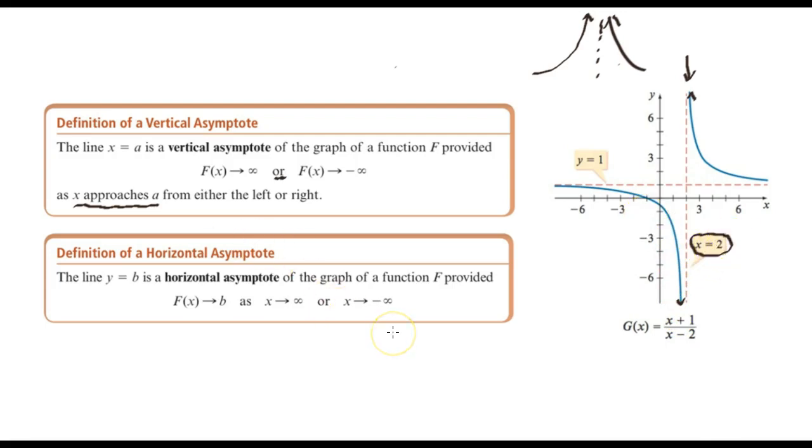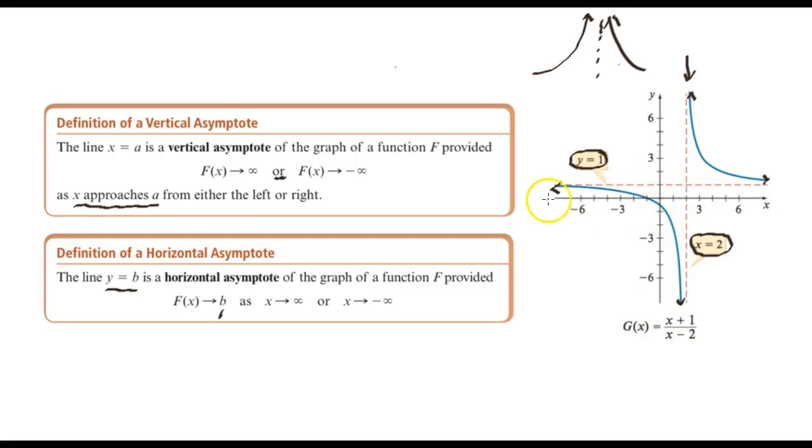And then the horizontal asymptote is very similar, but we're talking about a horizontal line as opposed to a vertical line, at y equals b. In this case, we have y equals 1, and this dotted line would be our horizontal asymptote. It's the horizontal asymptote of the graph of function f, provided that f of x approaches b, some value, which is in this case 1, as x approaches infinity or x approaches negative infinity.